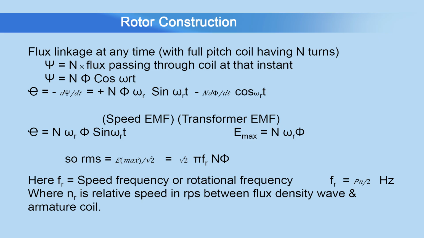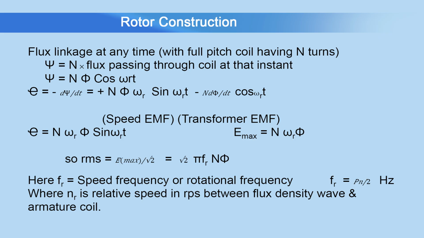The first term is known as speed voltage. In this term we are having speed. The second term is known as transformer voltage. Now, if we are having DC excitation, in that case d phi by dt will be 0. So, the second term is going to be 0. So, what is the instantaneous value of generated EMF? Small e is equal to n omega r phi sin omega r t.